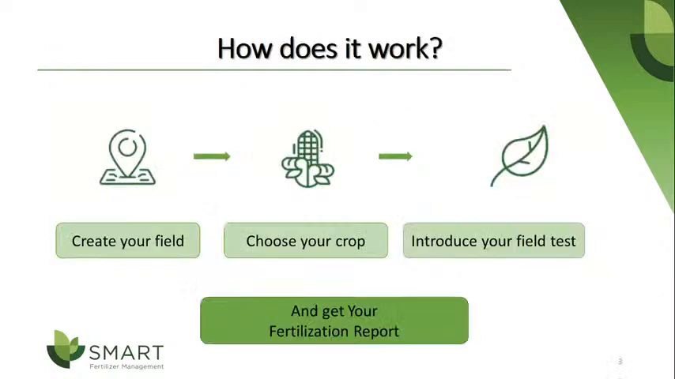How this works is very simple. The first thing we need to do is create our field. After we choose the crop, we will introduce our field test, water, tissue, or soil analysis if we have one, and we will get our fertilization report.